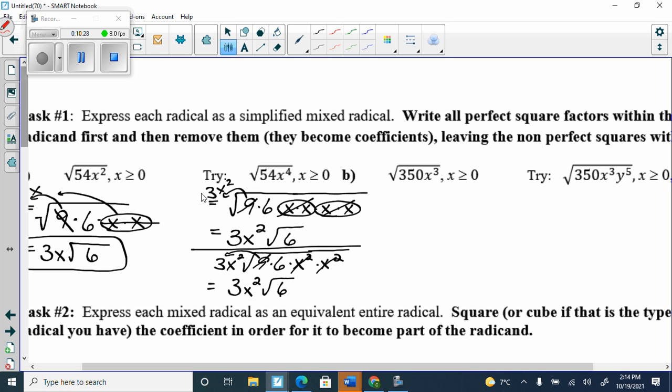350, what could I break it down into? 25 and what? 14.